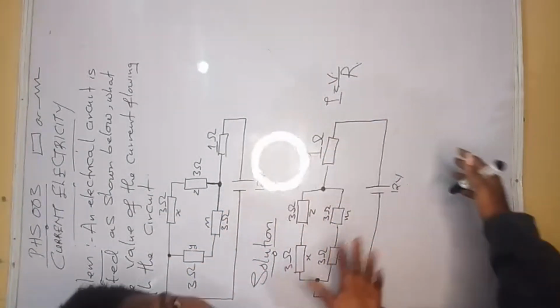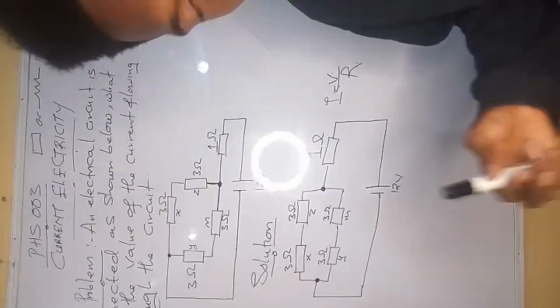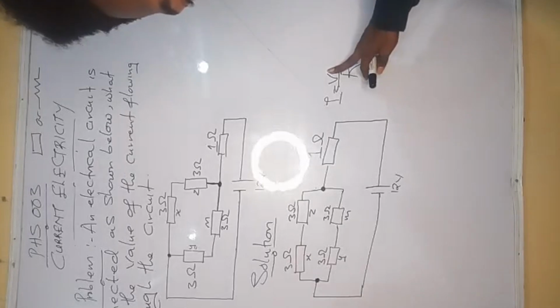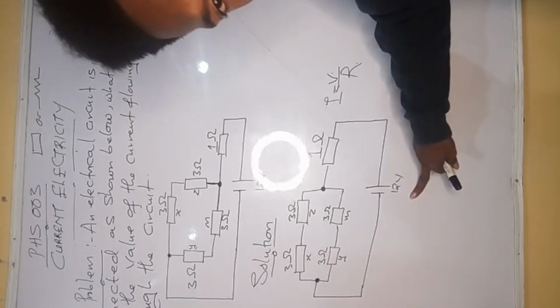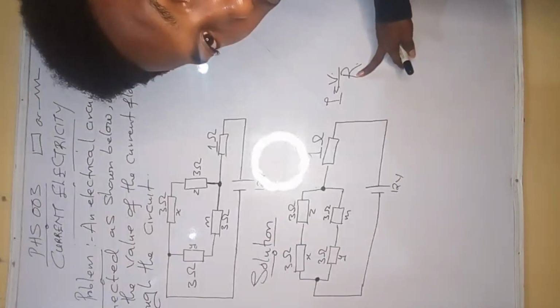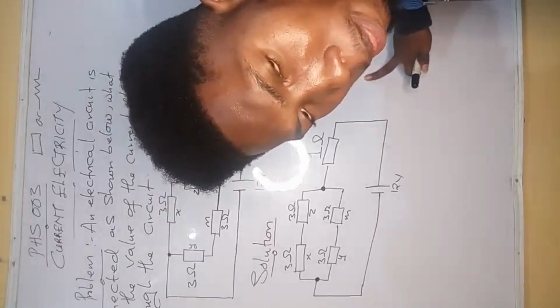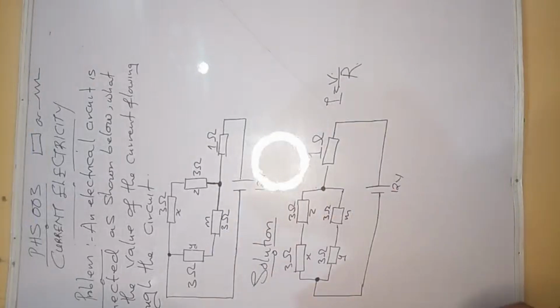We are calculating the total current flowing through this circuit. Are you getting me now? In the process of calculating the total current flowing through the circuit, we have to make use of the total voltage given to us here, 12 volts. Then we'll also use the total resistance. Are we together? So that will eventually mean we have to calculate the resistance.